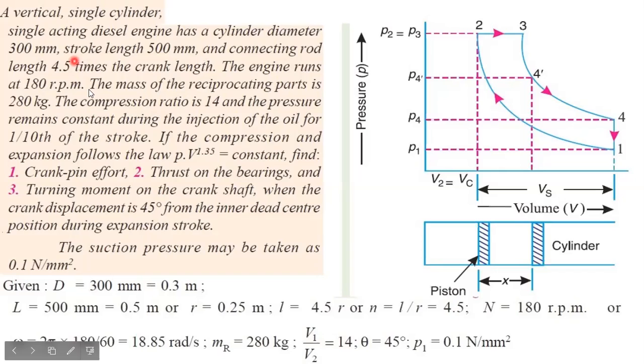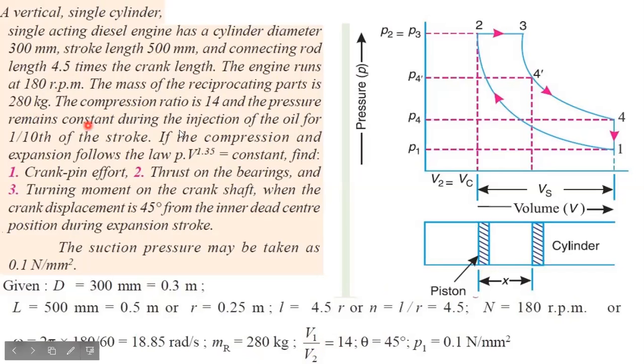And another thing, the mass of the reciprocating part is 280 kg. So the mass of the reciprocating part they have given us is mr. Mr is equal to 280 kg. Then the compression ratio is 14. So compression ratio we can write as RC, which is nothing but V1 by V2 is equal to 14.